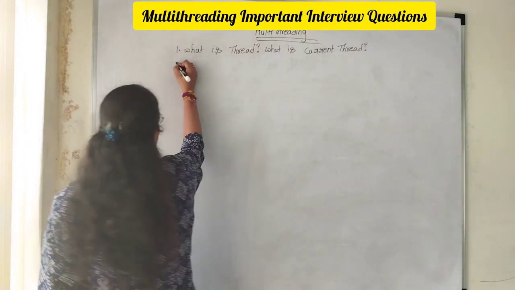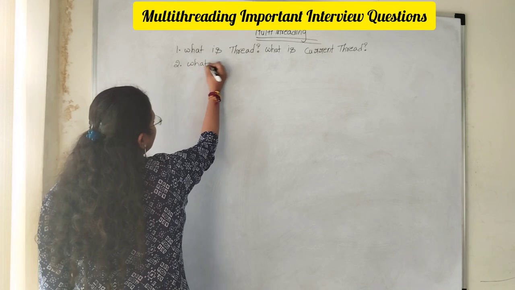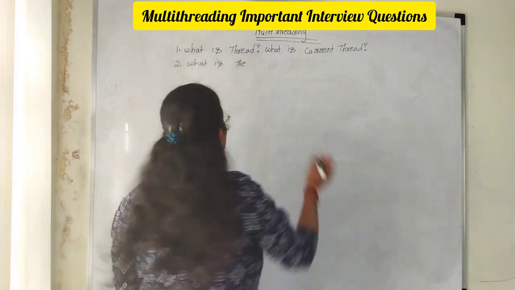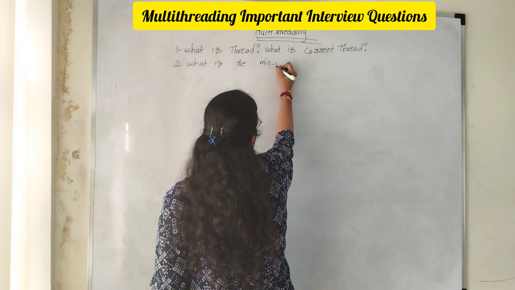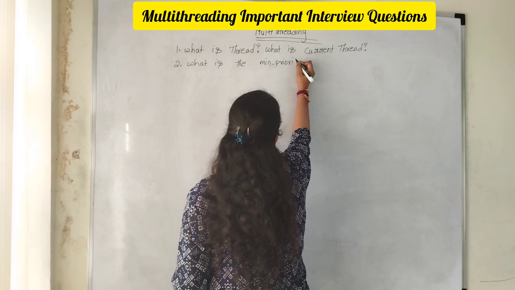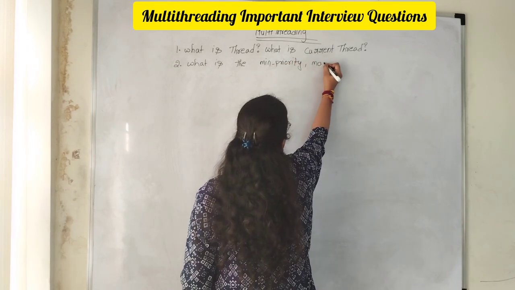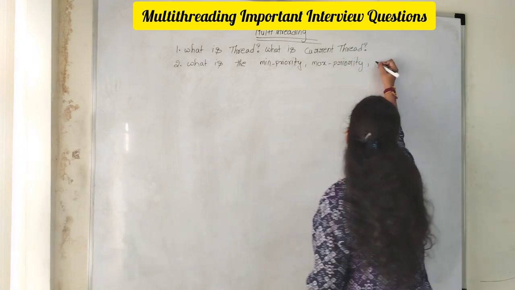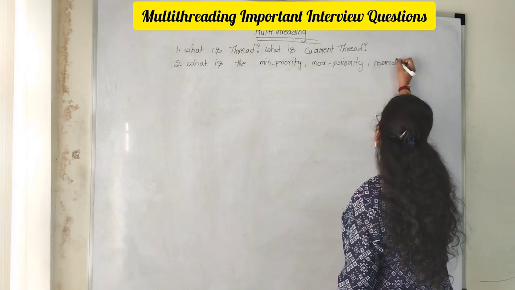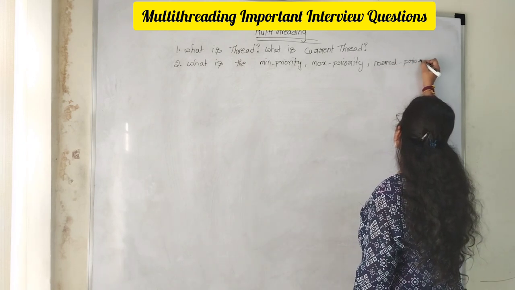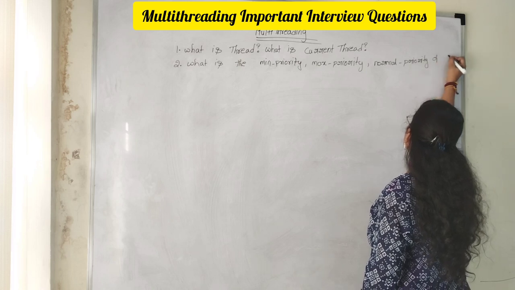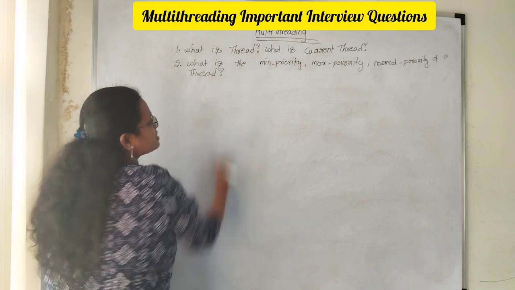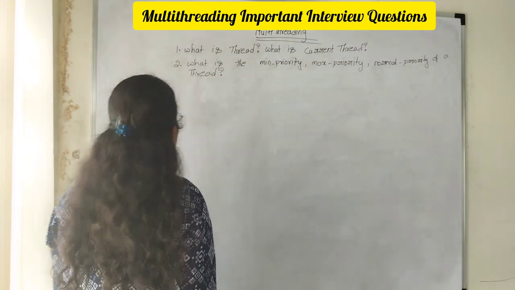Next, what is the default priority of a thread? They will ask you the question like this. What is the minimum priority, comma, maximum priority, comma, normal priority of a thread? Normal priority of a thread. So this is another question.